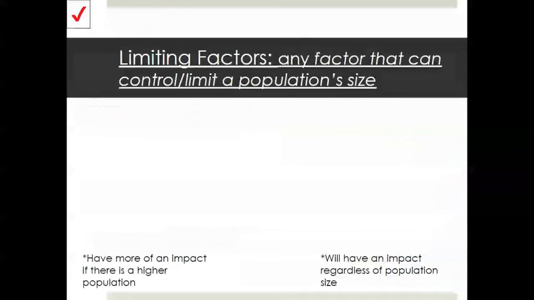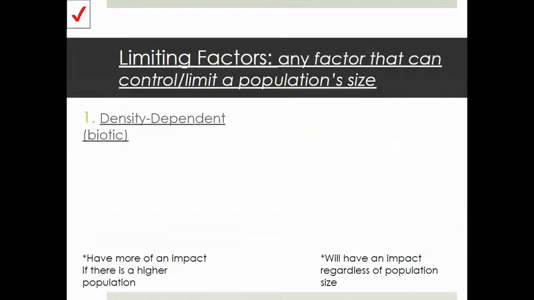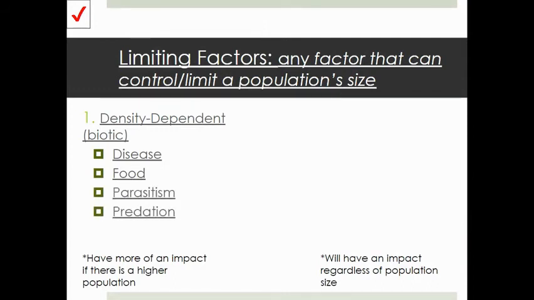Now, like we said before, there are things called limiting factors. Limiting factors are any factor that can control or limit a population size. And we have two different types. The first being density dependent. So these are normally biotic, and if you remember biotic, we're talking living factors. These things include disease, food, parasitism, predation, and competition.